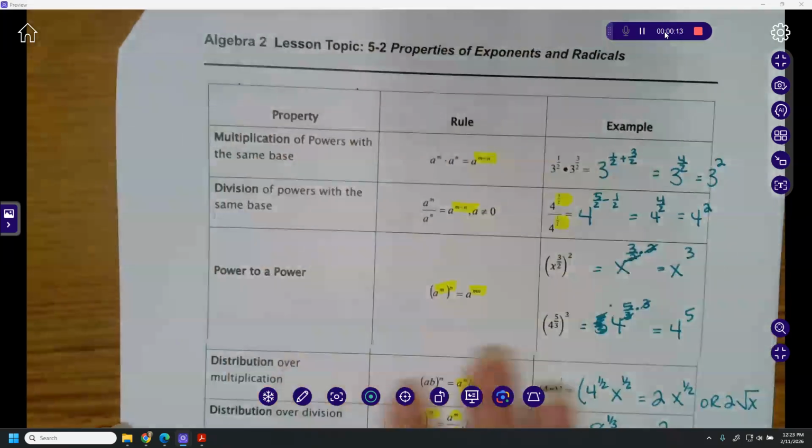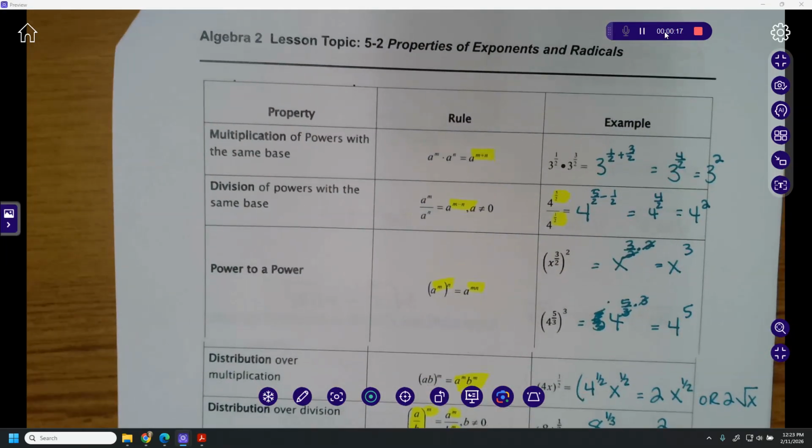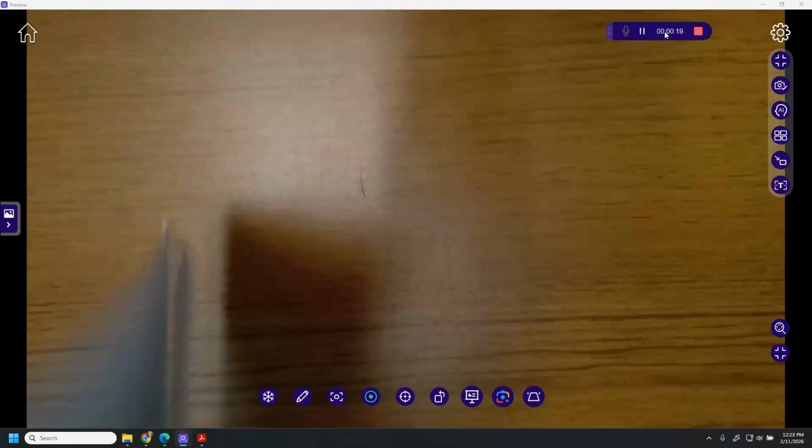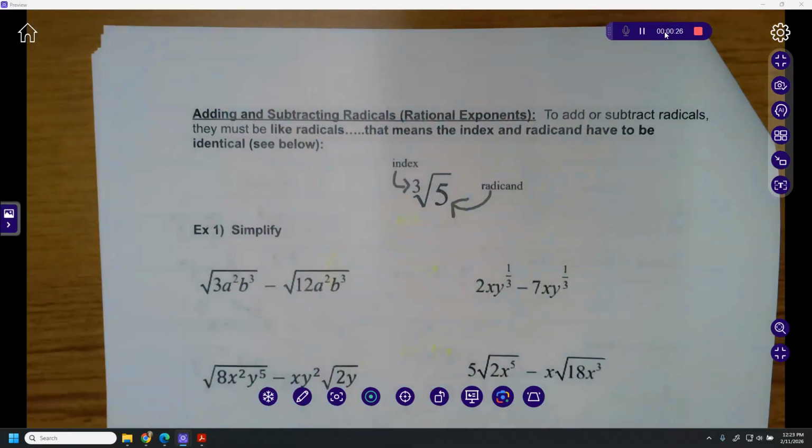We're going to deal with this a little bit more tomorrow, because I thought today we would spend our entire time talking about first, because I don't remember how much of this you had in Algebra 1, how we add and subtract radicals or rational exponents.